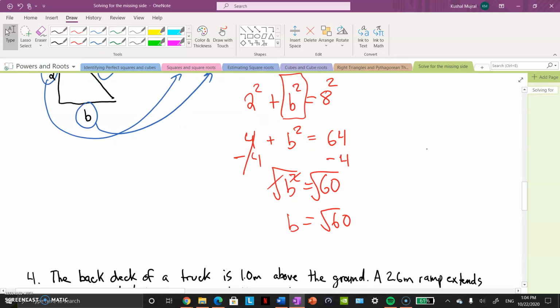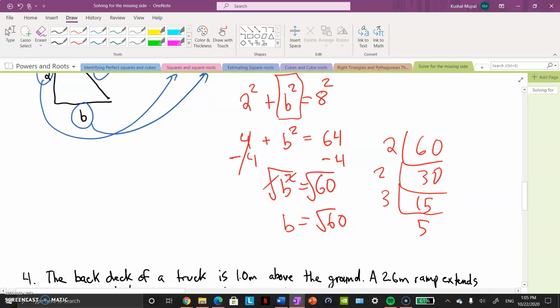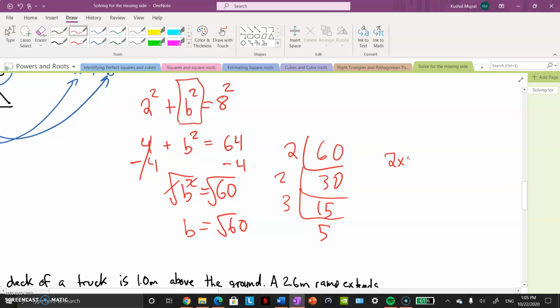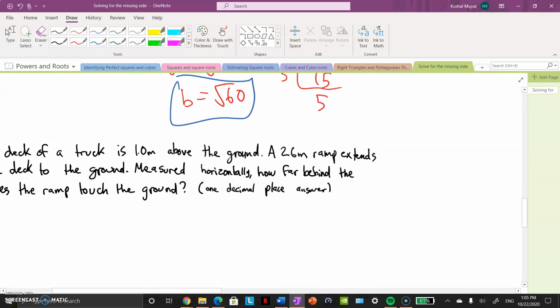Okay, so we can prime factorize 60. Divided by 2, there's 30. Divided by 2 again, we're at 15. Divided by 3, 5. So 2 times 2 times 3 times 5. Well, there's no way to pair this up to get a square root, so we're just going to leave it as the square root of 60. Okay? B equals the square root of 60.